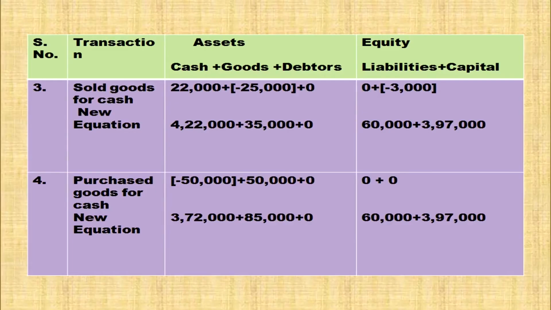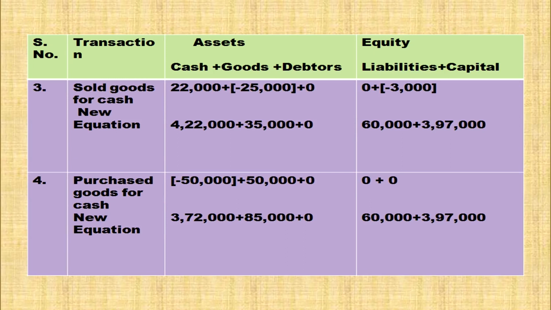Goods are sold, cost price is 25,000. So, in the goods column minus the cost price 25,000. It is sold for rupees 22,000. So, cash is coming inside the business 22,000. Cost price is 25,000, selling price is 22,000. So, there is a loss. Cost price is more than the selling price. 25,000 minus 22,000, 3,000 is the loss. It will be deducted from the capital.